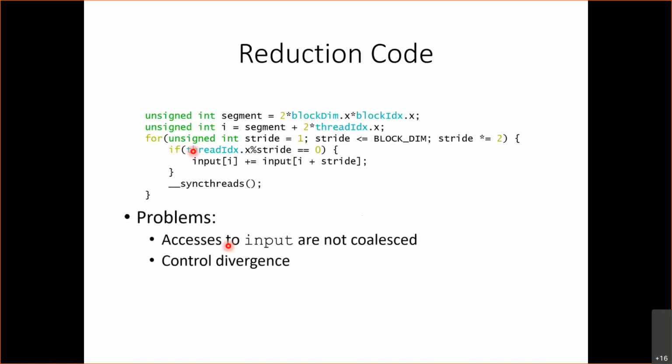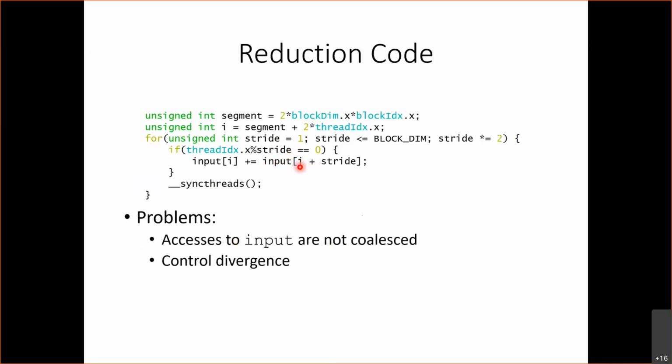Okay, so we said the problems are that accesses to input are not coalesced. Okay, and then you can easily observe that, by the way, whenever you want to know if an access is coalesced, see if the access varies according to the thread index.